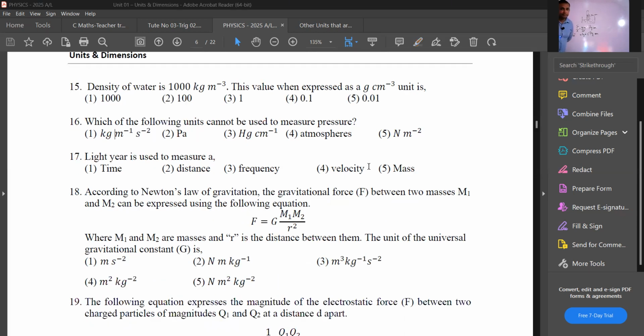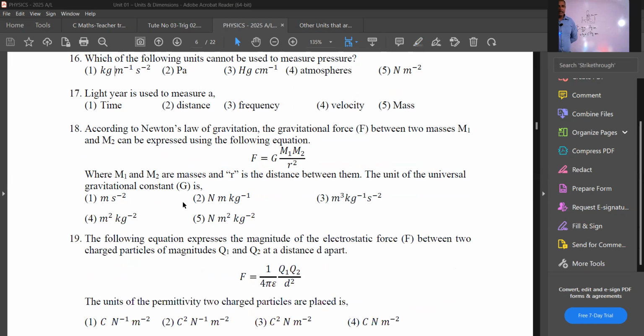Thank you. Then, light year is used to measure, question 17. What is the answer? Distance. Very good, all are correct. Distance, not time, okay? Distance.